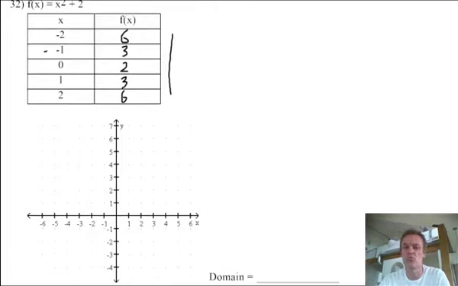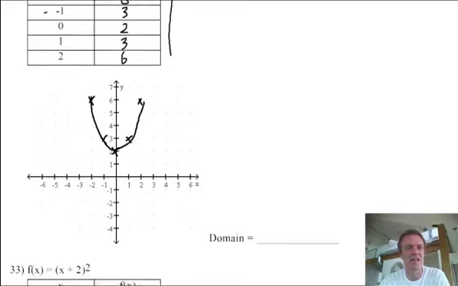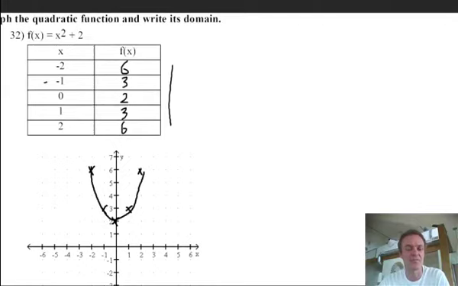Let's have a look, what's that then? So when x is negative 2, y is 6, right there. X is negative 1, y is 3, right there. X is 0, y is 2, right there. X is 1, and 2 makes 6. There. And a nice smooth curve if you can. There we go. That's it. That's the graph of x squared plus 2.